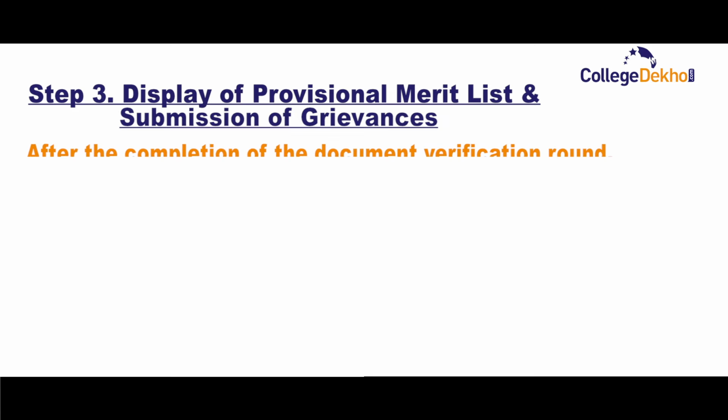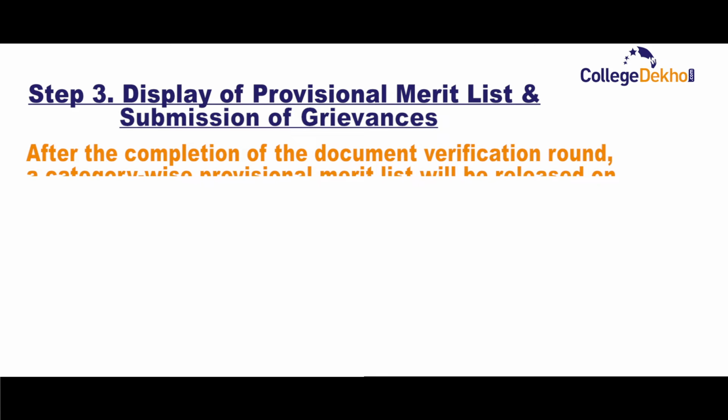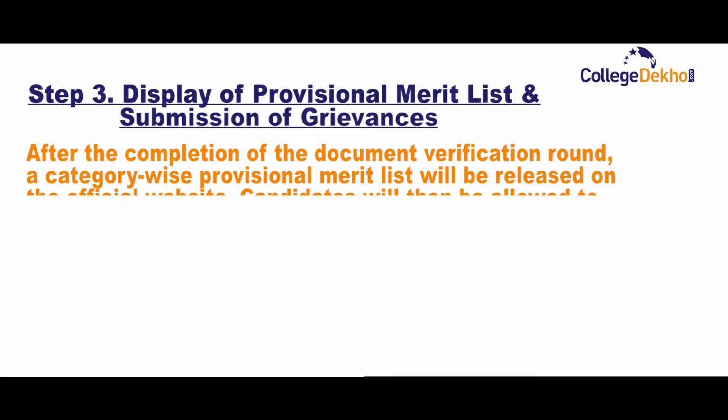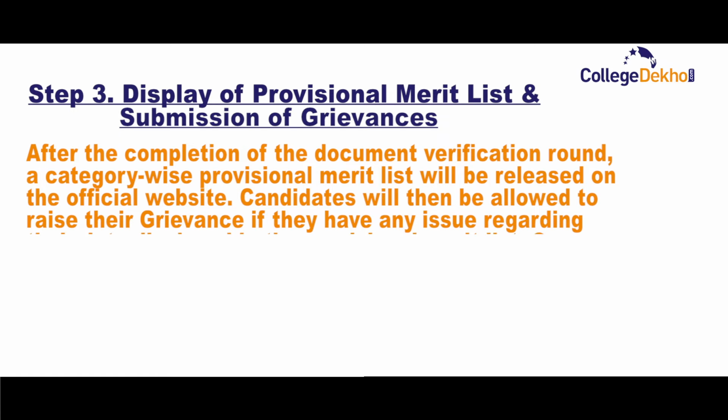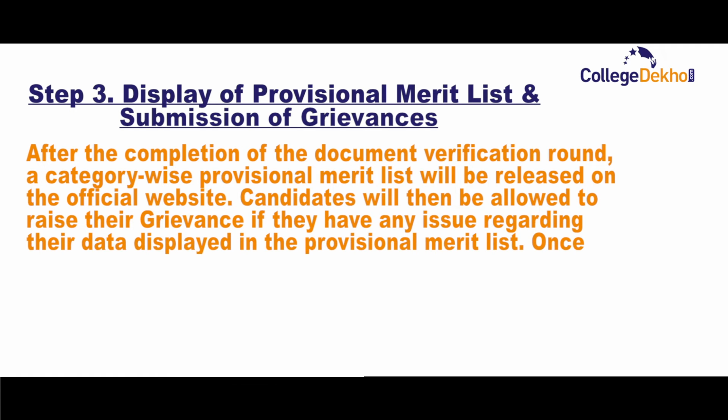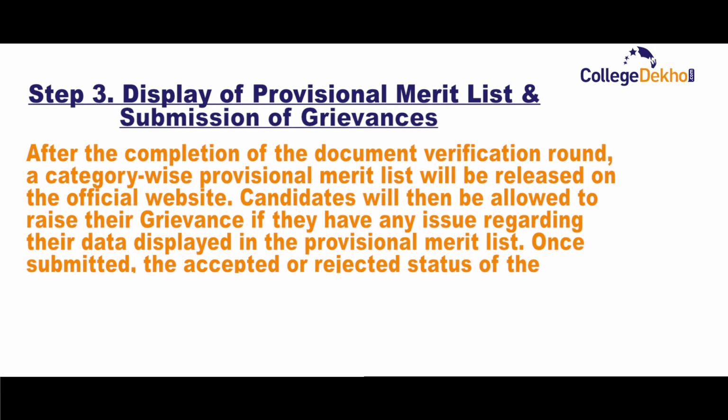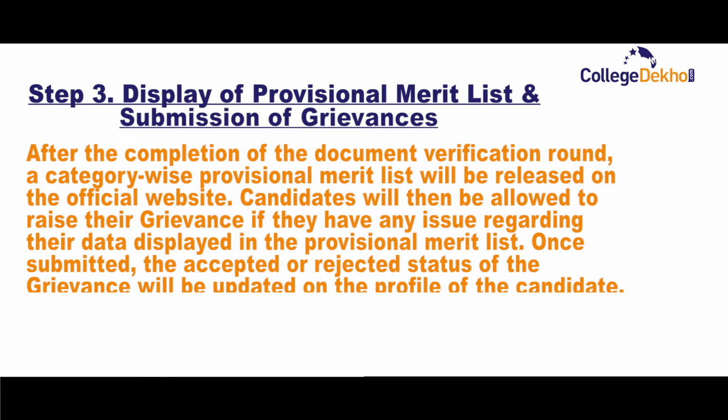After the completion of the document verification round, a category-wise provisional merit list will be released on the official website. Candidates will then be allowed to raise their grievance if they have any issue regarding their data displayed in the provisional merit list. Once submitted, the accepted or rejected status of the grievance will be updated on the profile of the candidate. The next round is display of final merit list.